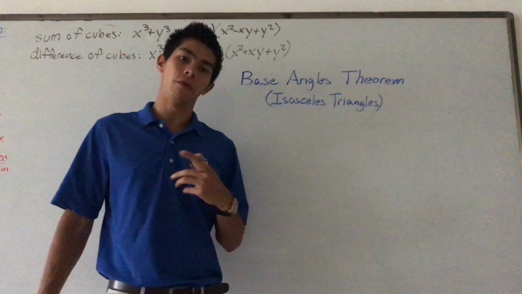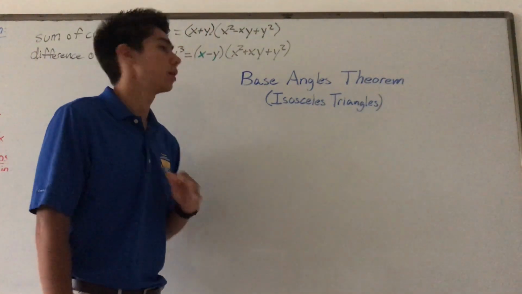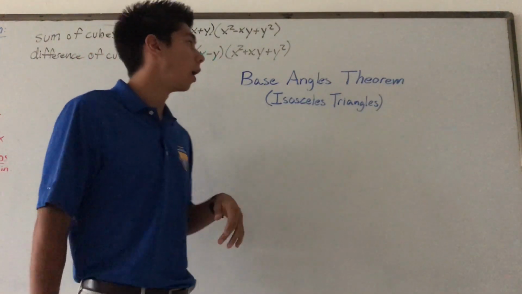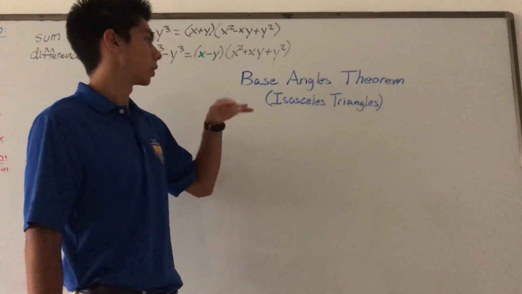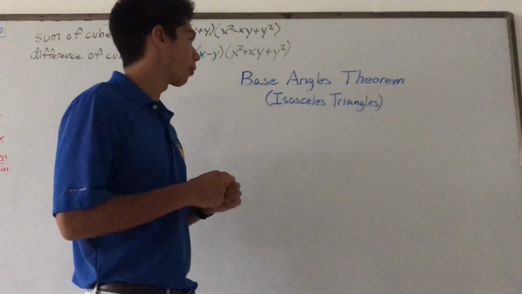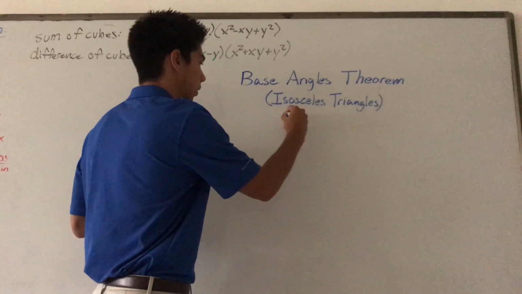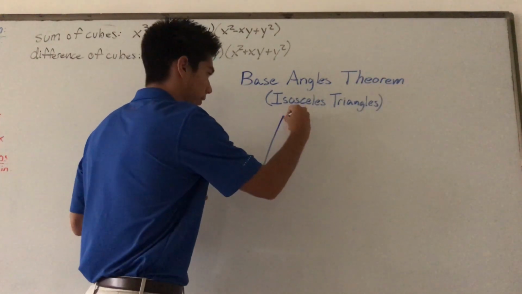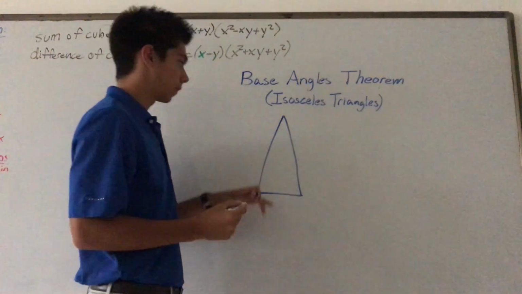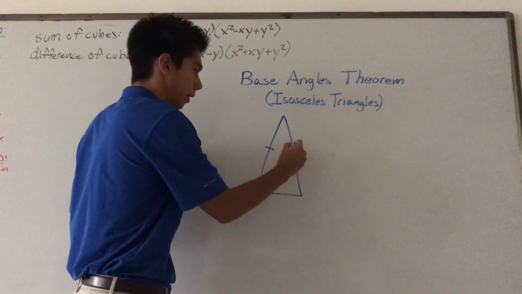Alright everybody, so this is a little video on the base angles theorem, which is a new theorem for us. This is a theorem that works only with isosceles triangles. So if you don't remember what an isosceles triangle is, we have a triangle here, and an isosceles triangle is a triangle that has two sides that are congruent.